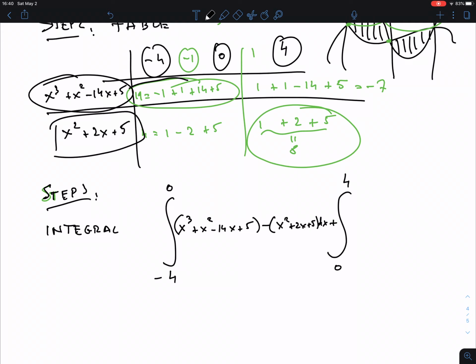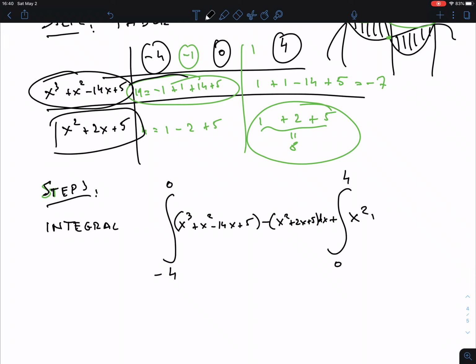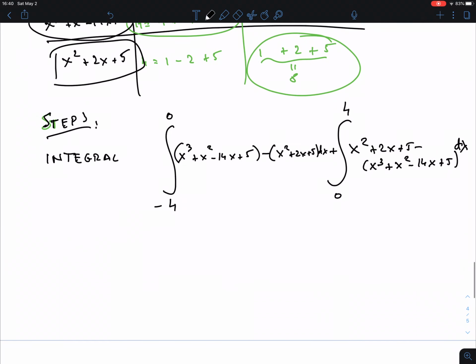Now this is the top one, so I'm going to have to write this one first: x squared plus 2x plus 5, and then subtract the other one, minus x cubed plus x squared minus 14x plus 5, dx. Okay? Now you say, oh my god, there are a lot of integrals, but not really. Let's look at what happens here. We have an x cubed term, the x squareds cancel because we're subtracting, and the 5's also cancel. So we have x cubed minus 14x minus 2x, so x cubed minus 16x dx.